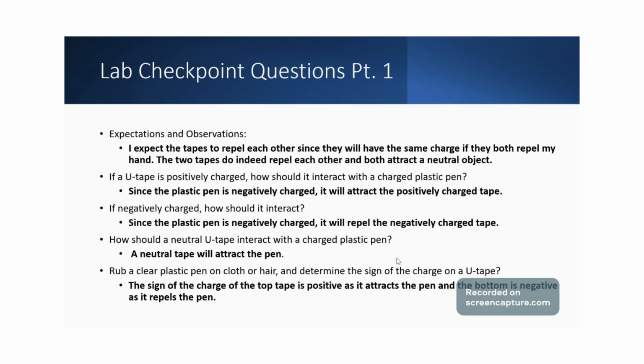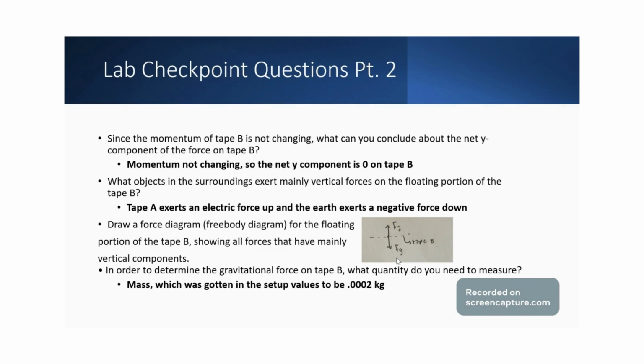Expectations and observations. I expect the tapes to repel each other since they will have the same charge if they both repel my hand. The 2 tapes do indeed repel each other and both attract a neutral object. If the U-tape is positively charged, how should it interact with a charged plastic pen? Since the plastic pen is negatively charged, it will attract the positively charged tape, and it will repel the negatively charged tape. A neutral tape will attract the pen, and the sign of the charge of the top tape is positive as it attracts the pen, and the bottom is negative as it repels the pen.